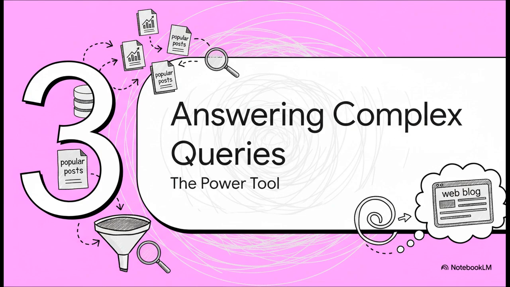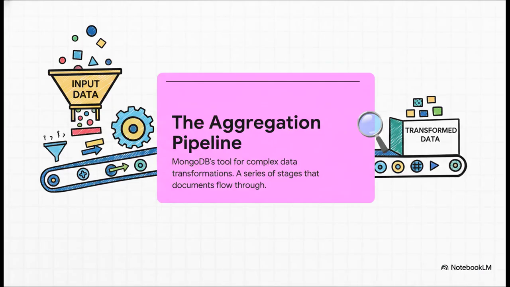What if we want to add a most popular post section? That's when things get really interesting. Yeah, for something like that, a simple find query just isn't going to cut it. We need to bring out the big guns, MongoDB's aggregation pipeline. The factory assembly line analogy is perfect.